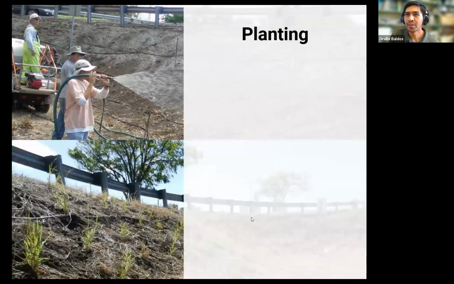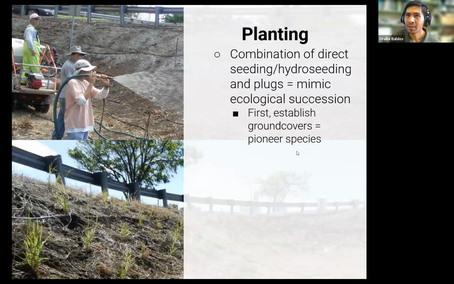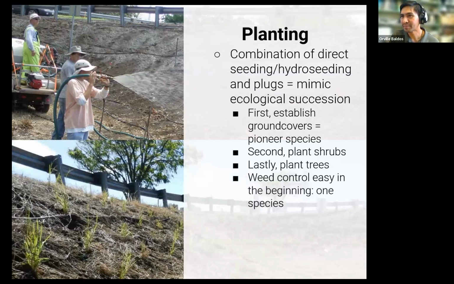You can also use a combination of both. So depending on the availability of seed and planting material, you can establish your ground cover first, and then eventually do the trees and the shrubs. So you're kind of mimicking ecological succession. At first you want to establish ground cover. So these are your pioneer species. And then second is to plant shrubs, and then lastly plant trees.